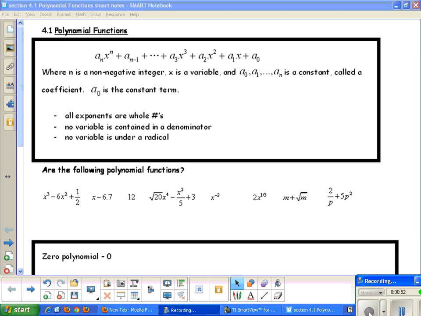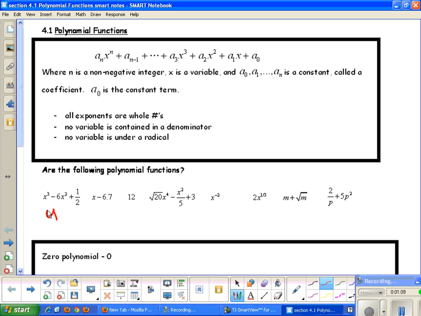So looking at these equations, it says, are the following polynomial functions? If we look at the first one, notice that there are no variables in my denominator. There are also no variables that are underneath a root, and their exponents are all whole numbers. Therefore, this is a polynomial equation. The next one, all of those pass as well. So yes, this is a polynomial equation. 12 doesn't have any variables. This is just what we call the constant polynomial. So yes, this is a polynomial equation.